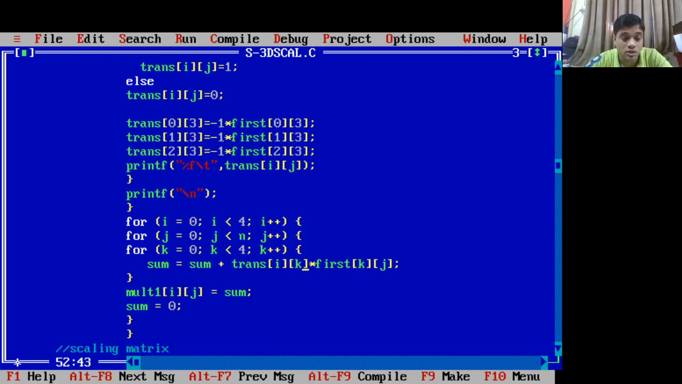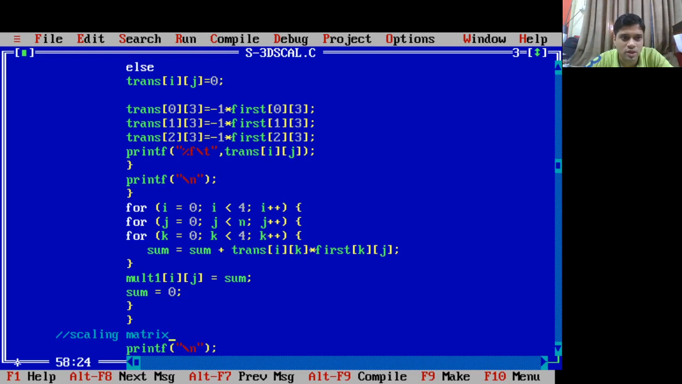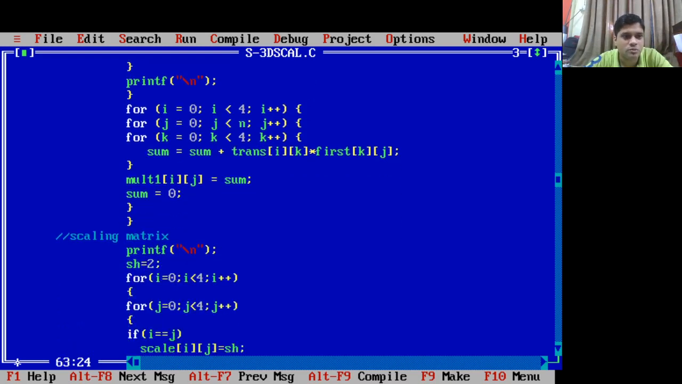Because the k loop is the loop where it is going to actually multiply stepwise. So once the multiplication is done, the answer is stored in sum. That we assign it back to mult1. So that mult1 is going to store the answer of the first multiplication of these two matrices. We make sum 0 again. Then we perform scaling.